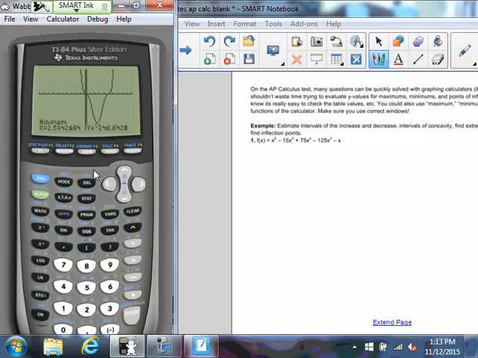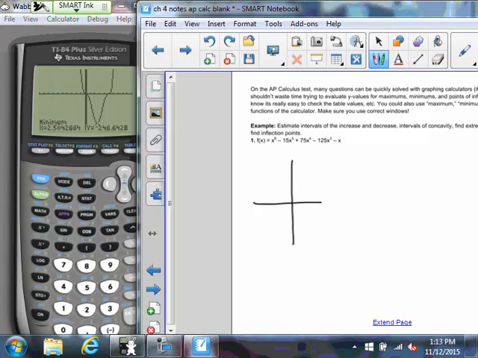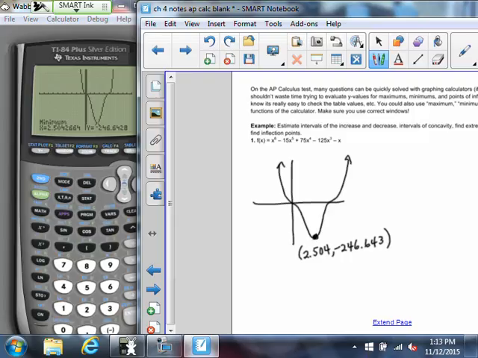So if I'm drawing a little rough sketch, I don't know what's happening there. I don't know what's happening here, but I know that this is 2.504, comma, negative 246.643. Okay, but the question is, what's happening here?